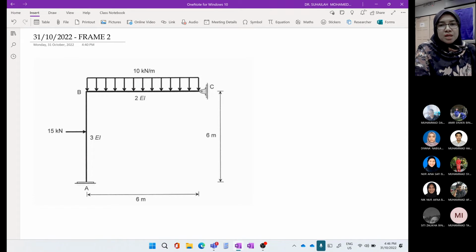So now we move to this one, 5 unknown reactions and two redundant. That means we have to have two equations called compatibility equations, which we transform to matrix form. The standard compatibility equation uses matrix form for 2 and 3 redundant.